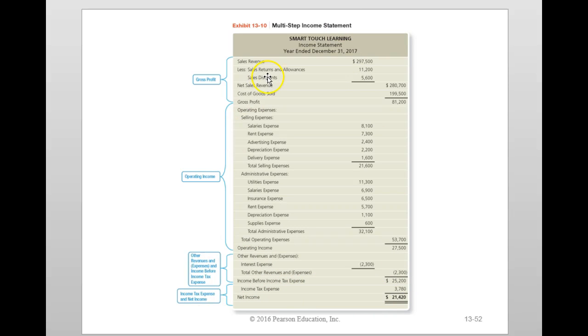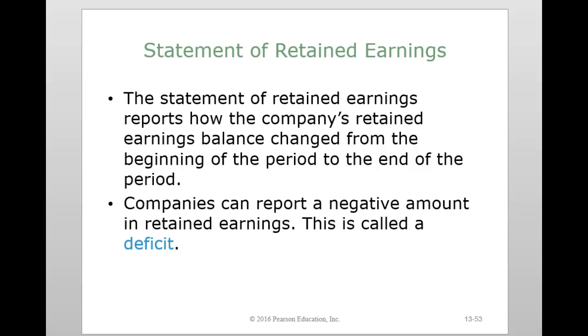So you can see also on an income statement of a corporation that has stockholders, you're going to have earnings per share. And then this is going to talk about the retained earnings statement, and that shows how the retained earnings balance changes from the beginning of the period to the end of the period. And at times you can have a negative amount in the retained earnings, and that's a deficit.